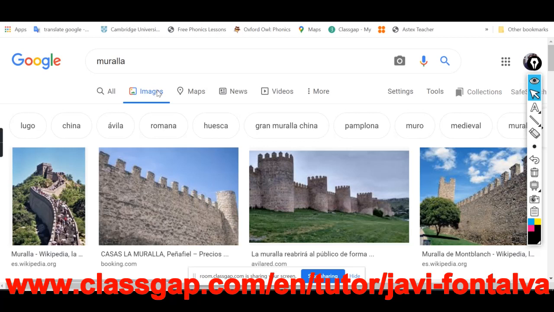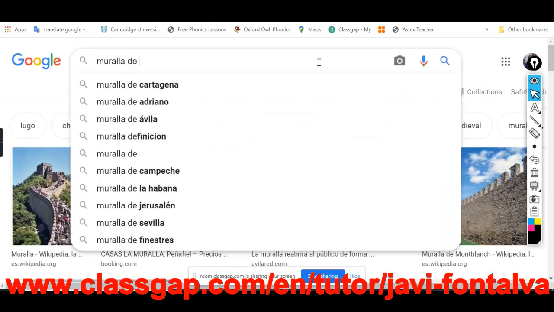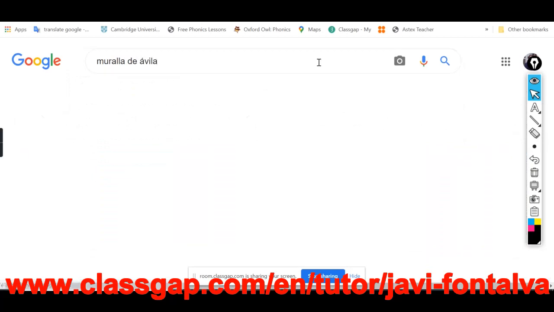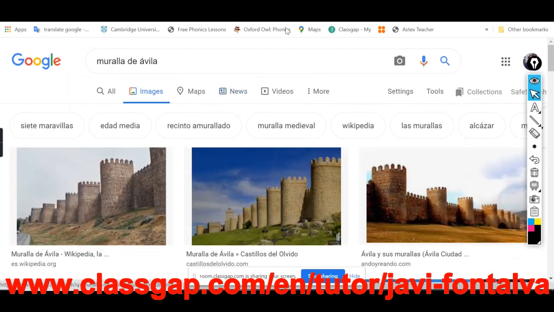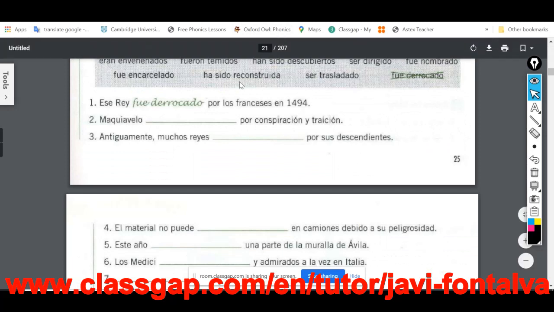I think I have been there actually, in Ávila, this place. Muralla. So we have La Muralla China and La Muralla de Ávila. So I think it will be descubierto, discovered. No, I don't think it must be discovered. It was discovered long back, so it was reconstructed, rebuilt. So, este año ha sido reconstruida una parte de la muralla de Ávila.